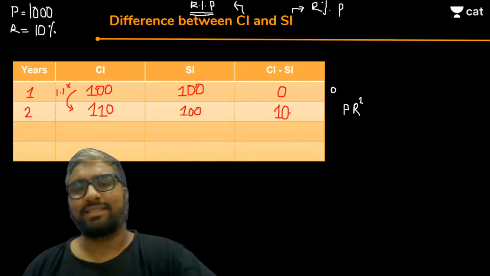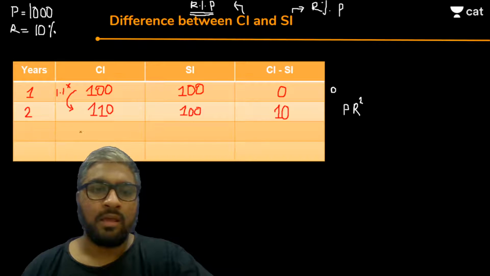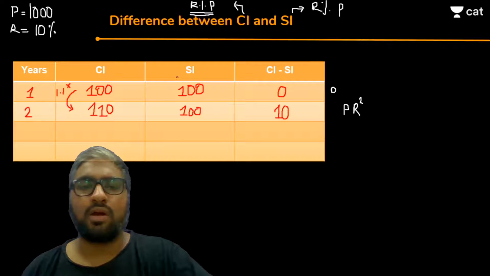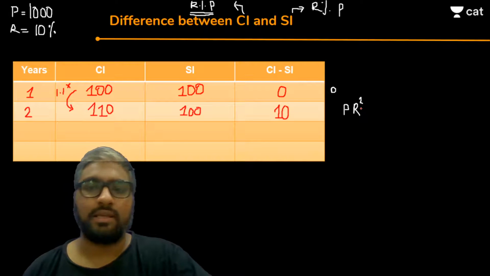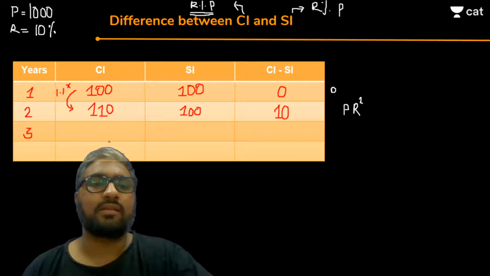Right. So this is clear, right? This is clear. So what is this? What is this? This is the difference between compound interest and simple interest, not for the second year, but for 2 years together. Yes. How about the third year? How about the third year? Yes. In the third year, what would happen?